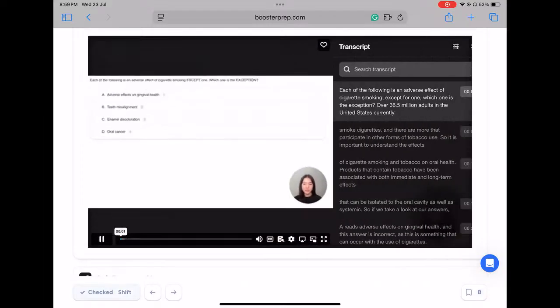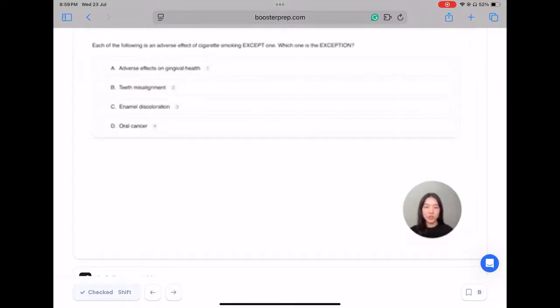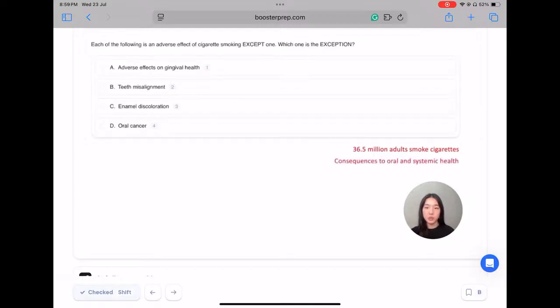Each of the following is an adverse effect of cigarette smoking, except for one. Which one is the exception? Over 36.5 million adults in the United States currently smoke cigarettes, and there are more that participate in other forms of tobacco use, so it is important to understand the effects of cigarette smoking and tobacco on oral health. Products that contain tobacco have been associated with both immediate and long-term effects that can be isolated to the oral cavity as well as systemic.